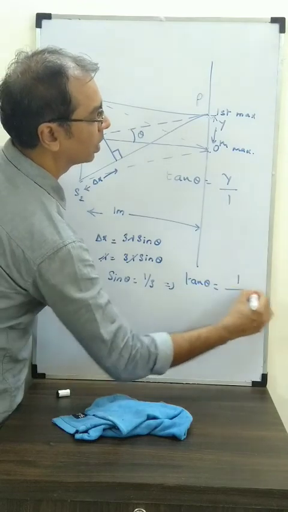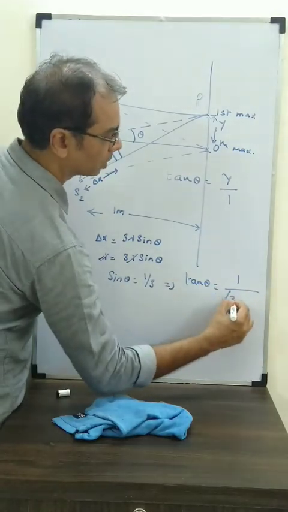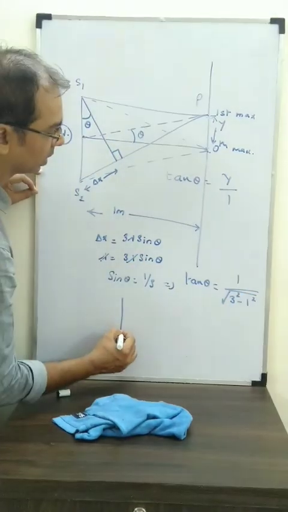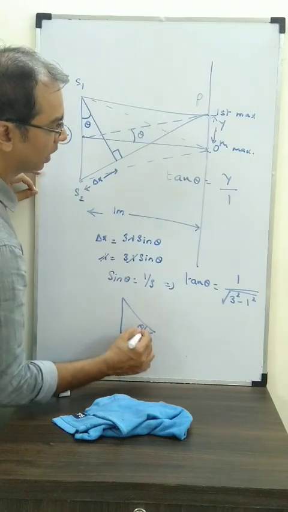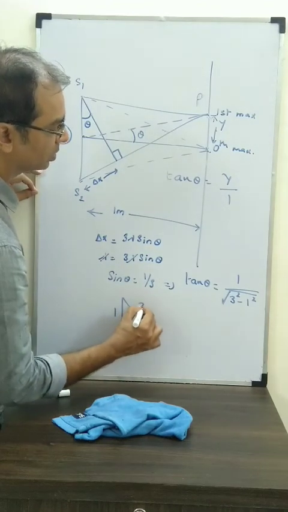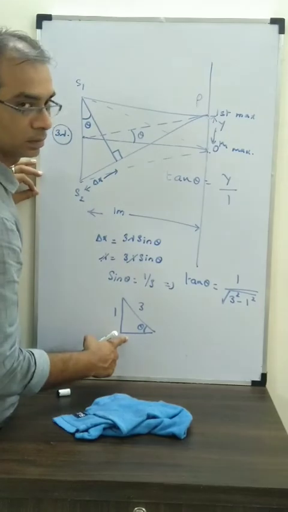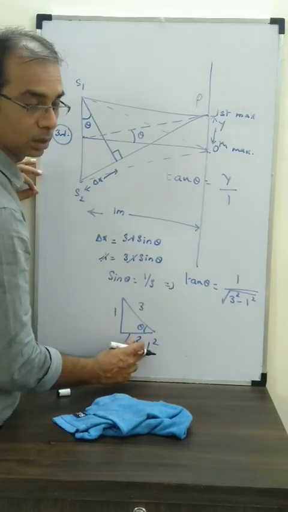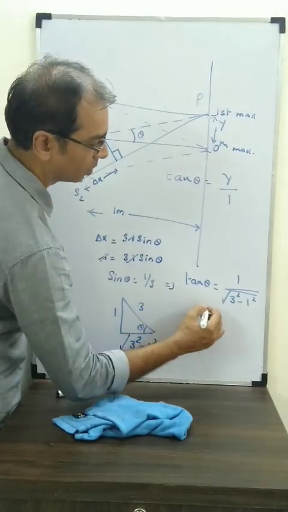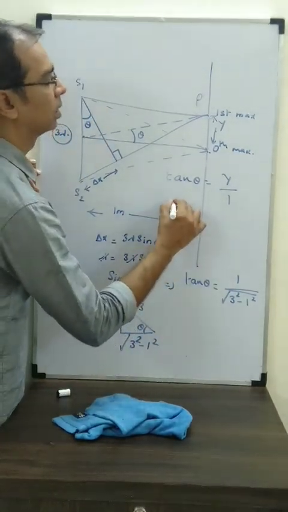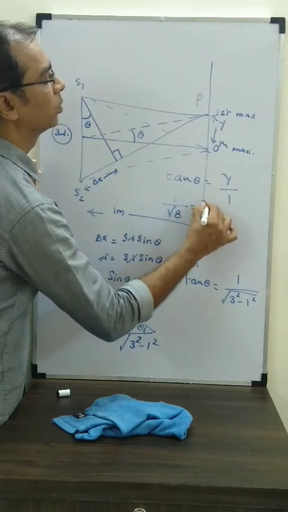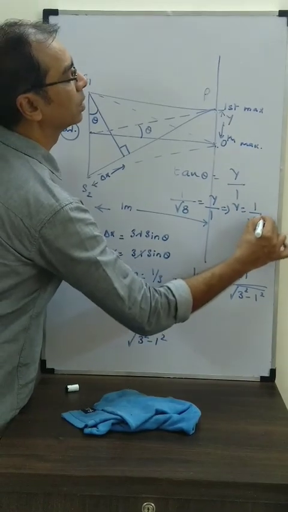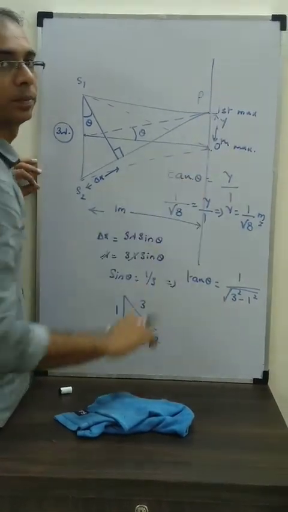Tan theta will be 1 by root over 3 square minus 1 square. Now, how is this coming? Make a triangle immediately and see. Sin theta is 1 by 3. That means this is 1 and this is 3. So, how will this come? Root over 3 square minus 1 square. That means root 8. So, tan theta value is coming 1 by root 8. We'll keep it over here. This is 1 by root 8 equal to y by 1. So, what is the y value? y is 1 by root 8 meter. From where? From the central maximum.